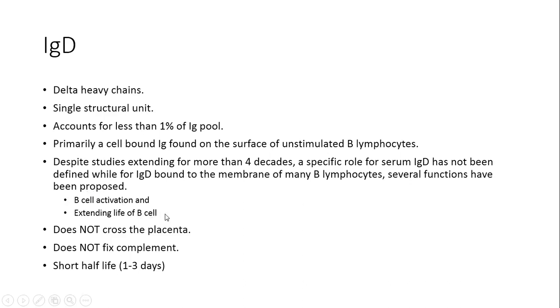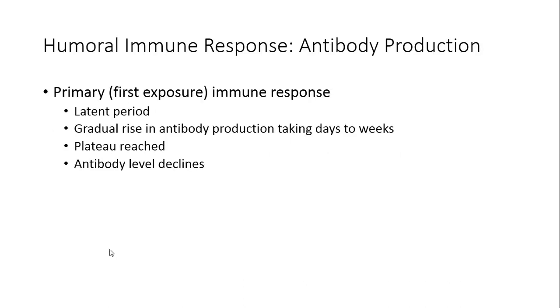But this extension of B cells, when IgD is bound to the B cell, that's an important factor. Remember, we find these on unstimulated lymphs, so we don't want to have to be producing things all the time. IgD, just like pretty much everything except IgG, does not cross the placenta. Only IgG crosses the placenta. Only IgM and IgG will fix complement. Very short half-life on IgD itself, though.